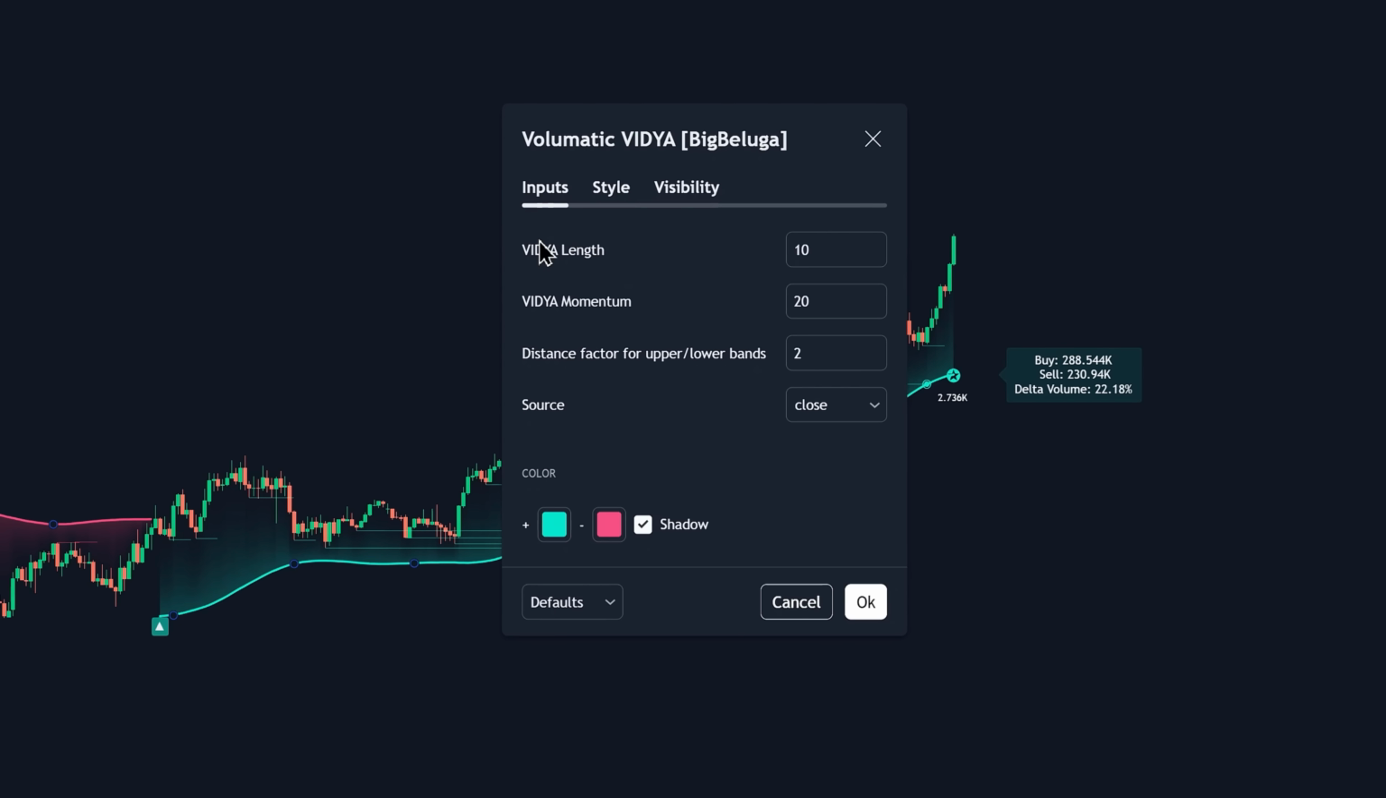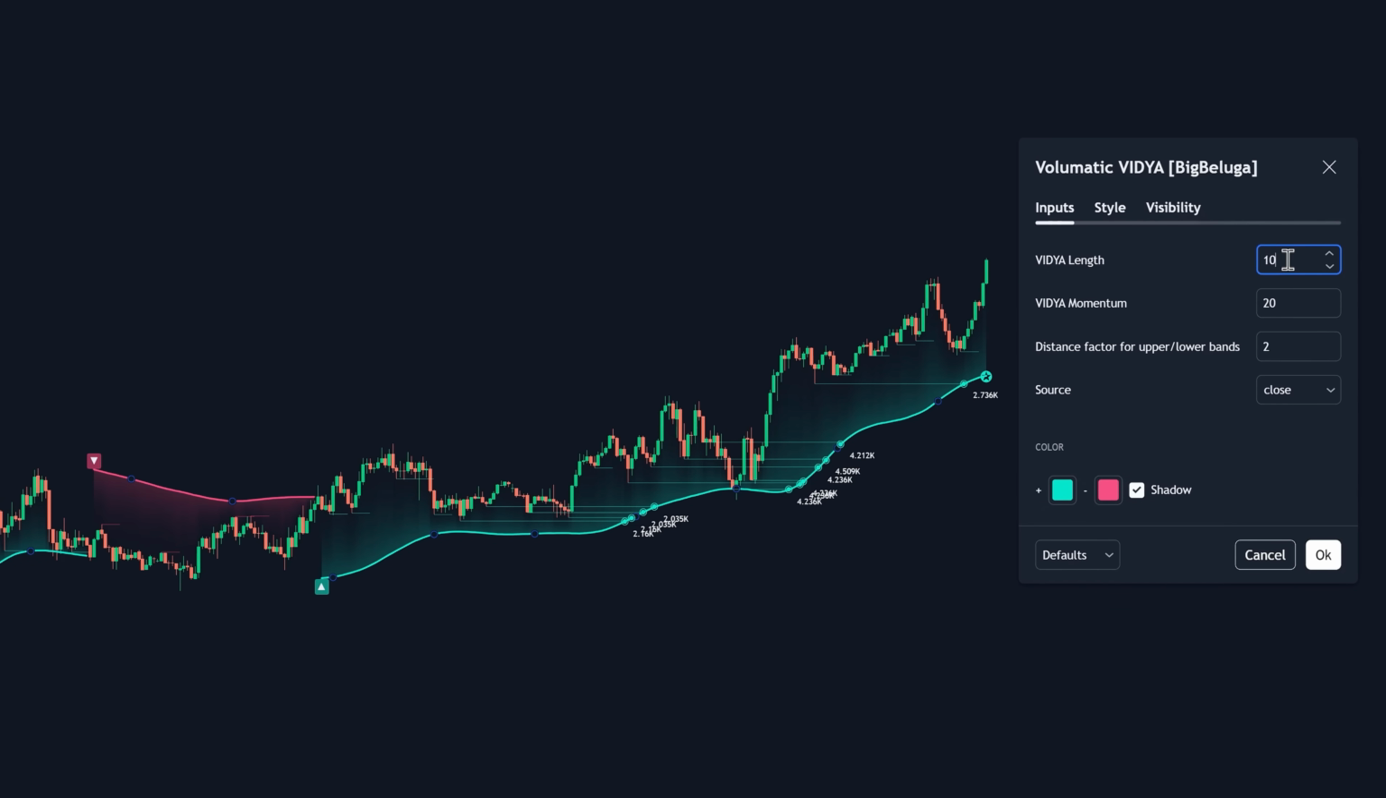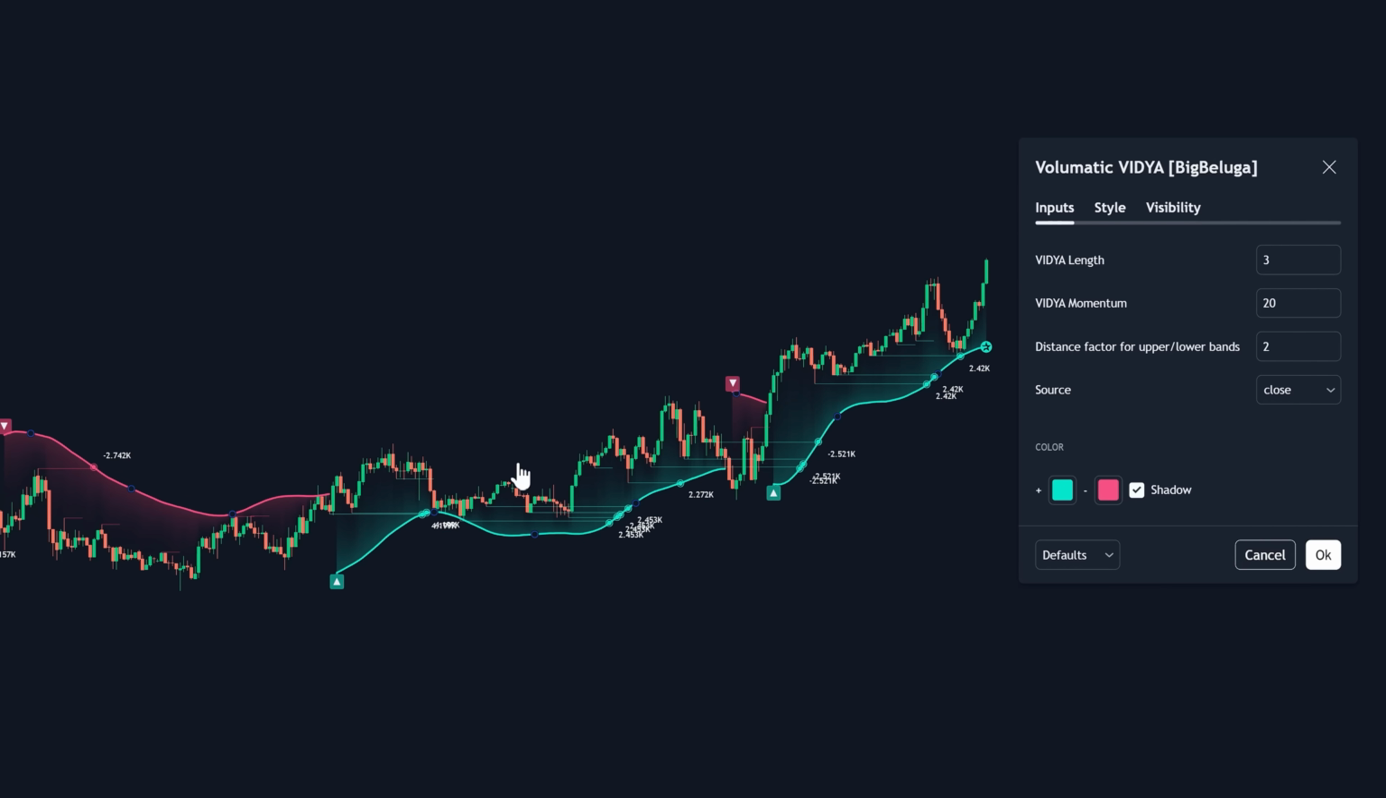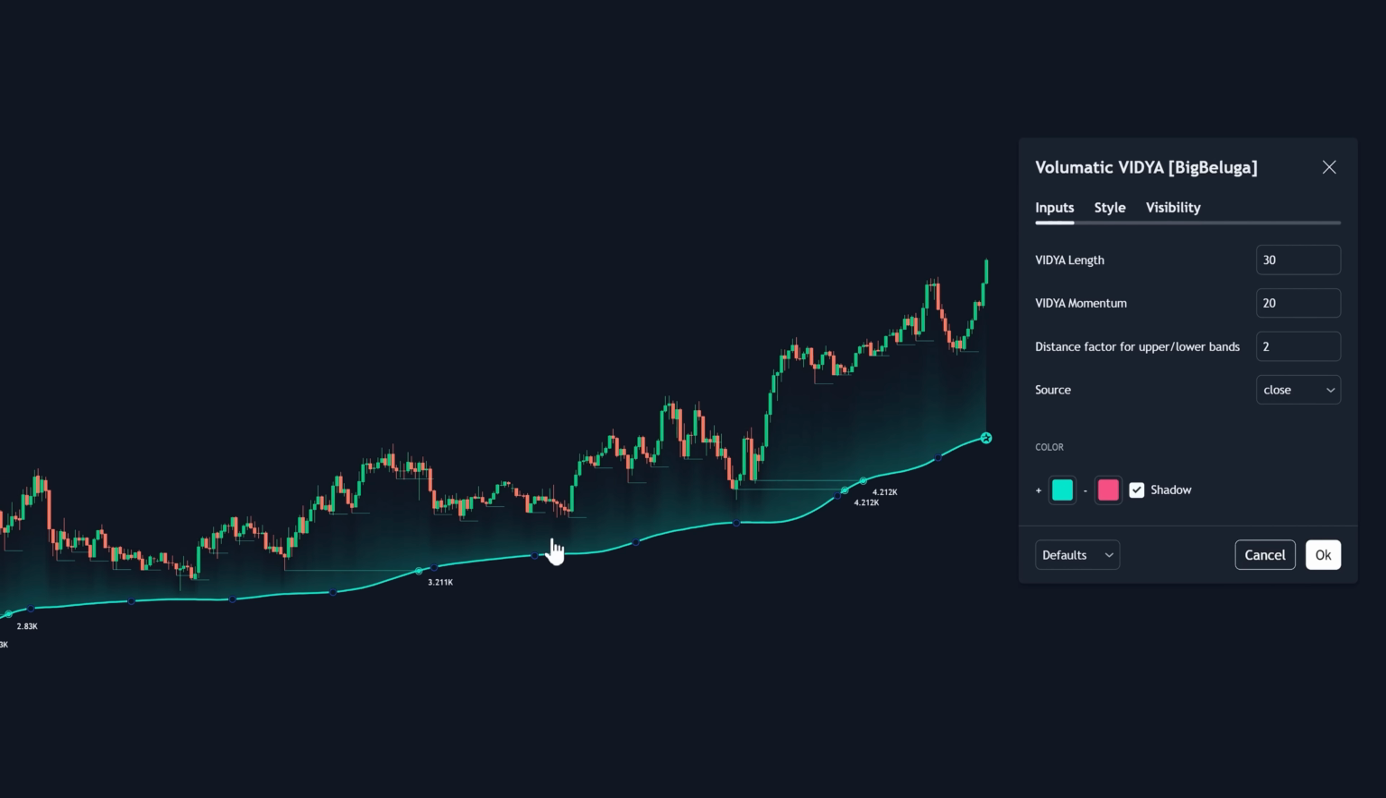The VIDYA length controls the period over which the VIDYA calculates the average. A shorter length is going to produce more false signals because it makes the indicator super sensitive to price changes, while a longer length results in a smoother trend with fewer signals but may lag behind price movements. So finding a balance between higher and lower numbers is recommended.